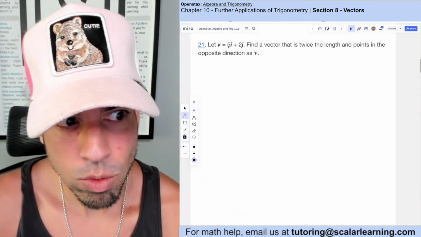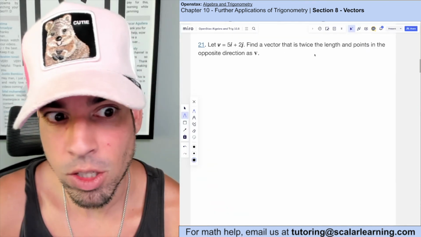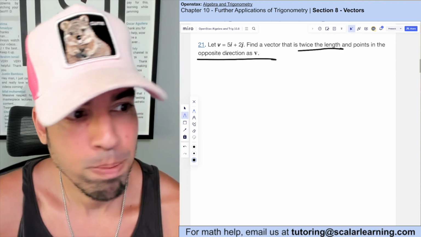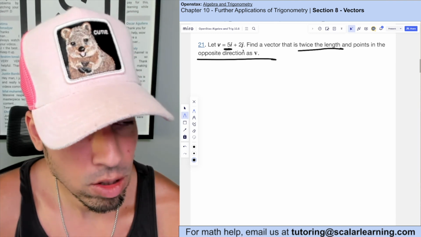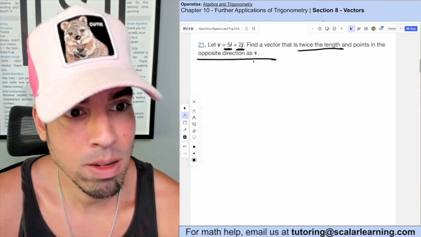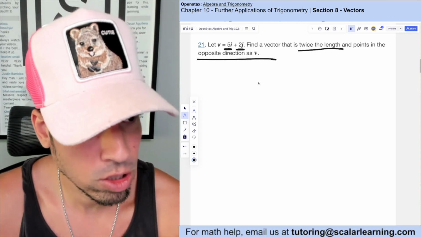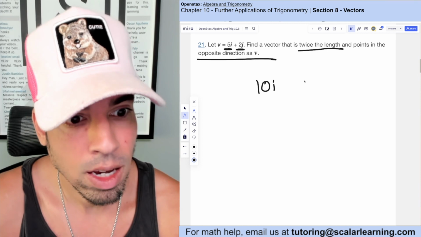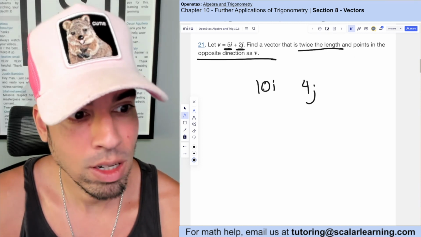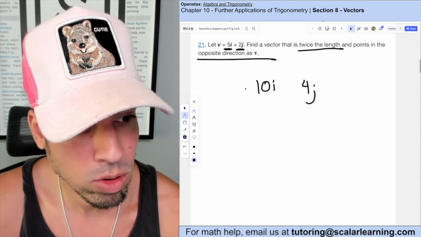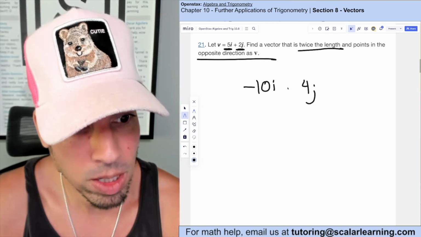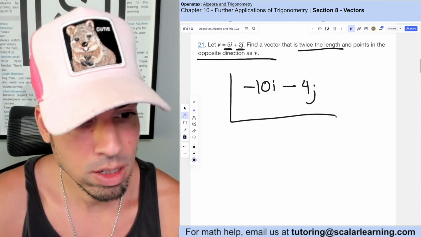Done. Let v equal 5i plus 2j. Find a vector that is twice the length and points in the opposite direction as v. So basically what we recognize is that this is the horizontal distance, this is the vertical distance or vertical movement, right? So if I want this to be double the length, I can just double each of those components. So I can make it 10i and 4j. But I want it going in the opposite direction, right? So instead of going to the right by 10, I'm going to go to the left, aka make it negative. What about the 4? Instead of going up by 4, I'm going to go down by 4. So this is how you do it.